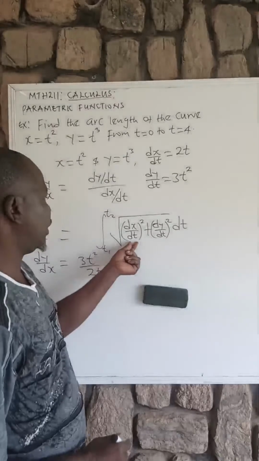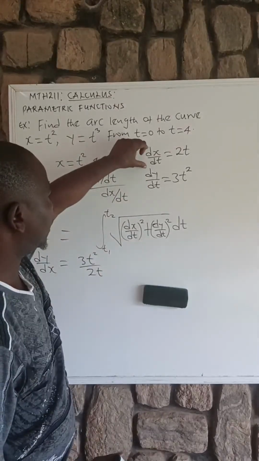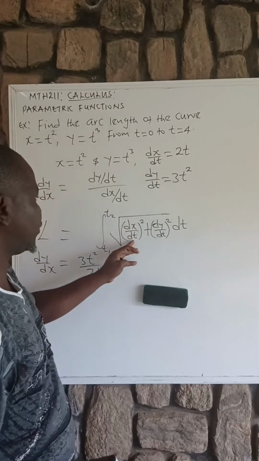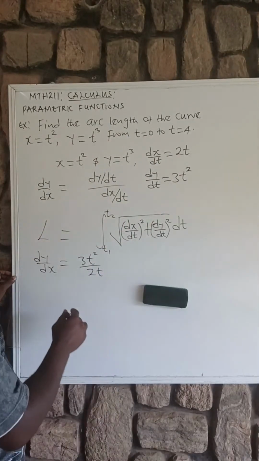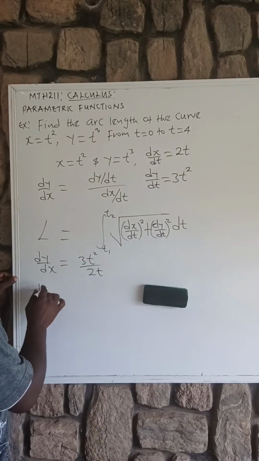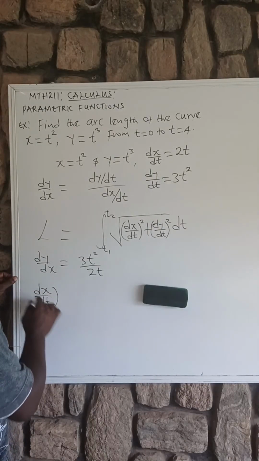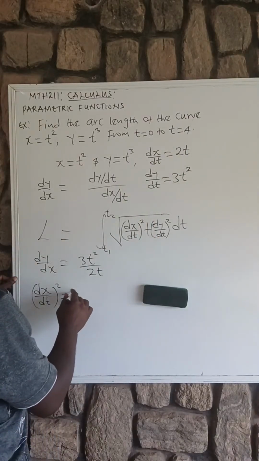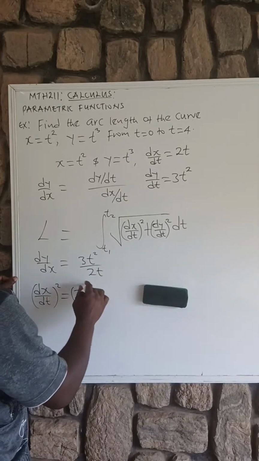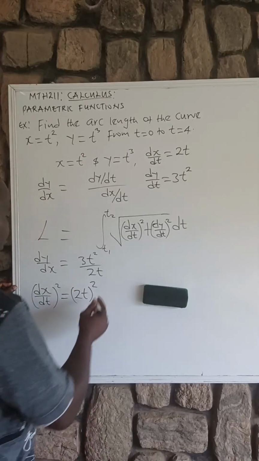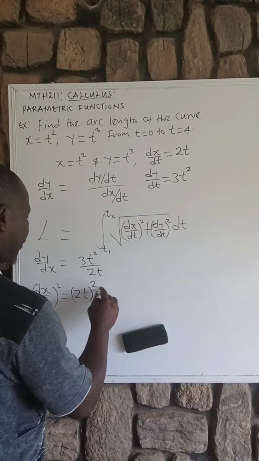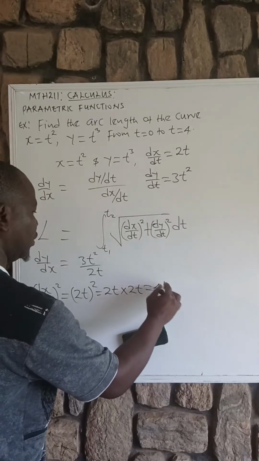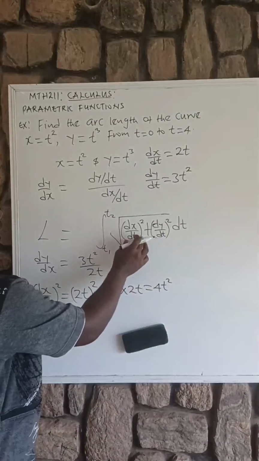Then now we have dx over dt all in square. So let us find it. If we have dx over dt all in square, then this means (2t) in bracket squared, right? True of course. So this implies that 2t times 2t, which is equal to 4t squared.